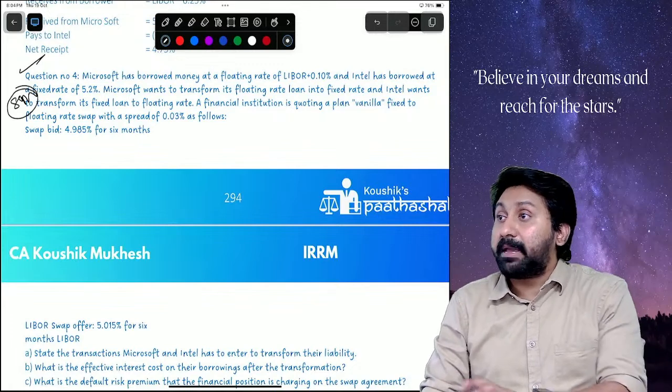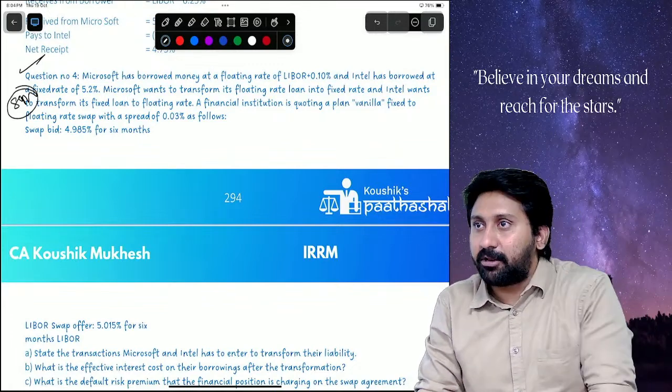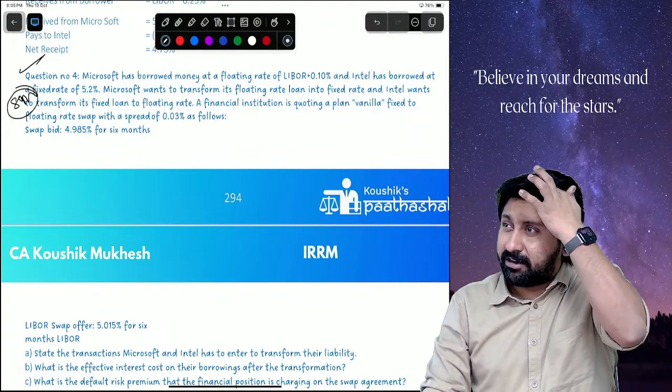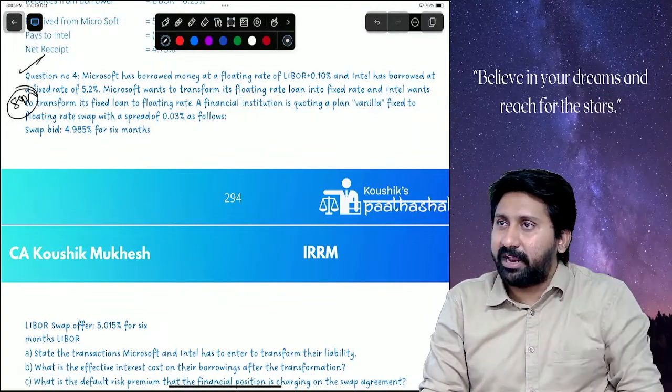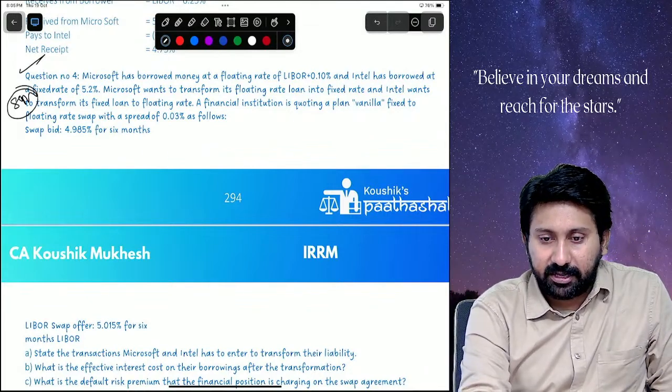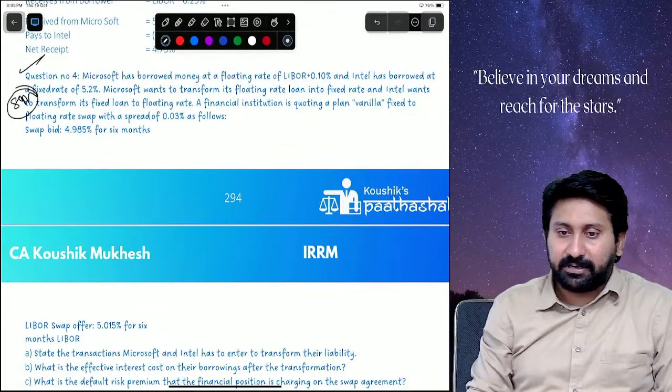Some books use the word big banks. Our study material uses the word big banks. Some books use the word swap dealers. I use the word swap dealer for convenience's sake. See the query first. Let us read it together one last time and solve.